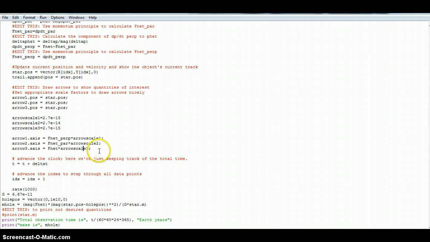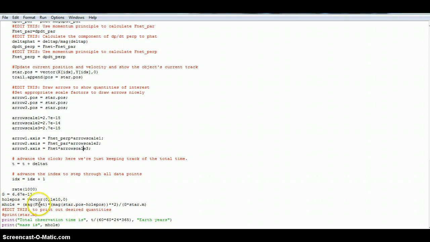Here I have arrows to visualize the forces going on. The black arrow shows F net perp, the blue arrow shows F net parallel, and the red arrow shows F net. I calculated the mass of the black hole using the formula for the force of gravitational attraction and manipulating it, solving for the mass of the black hole.